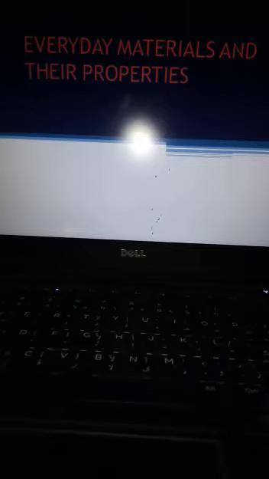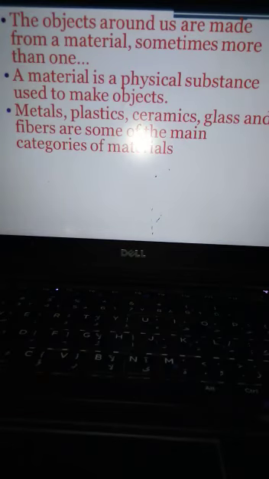Hi students, this is your science teacher and we are going to learn about everyday materials and their properties. If you look around, you can see many objects. We make these objects out of certain material. The objects around us are made from a material, sometimes more than one material. So, a material can be defined as a physical substance used to make objects.